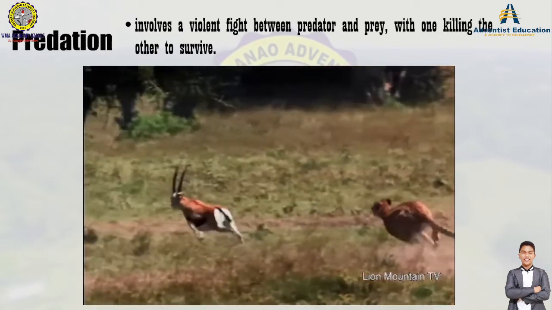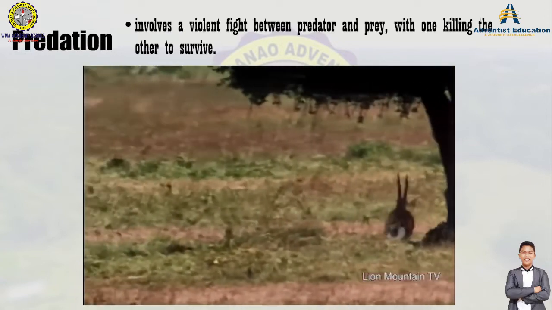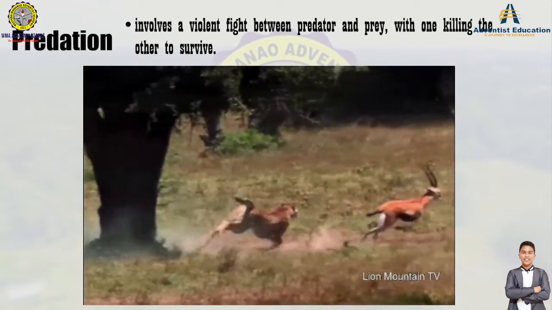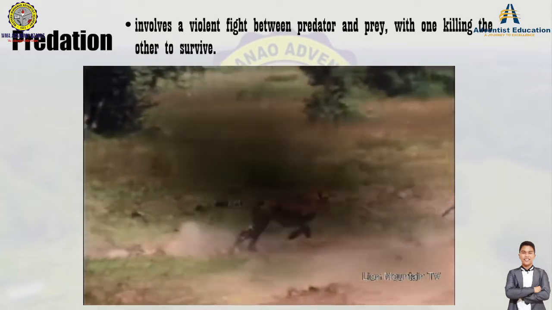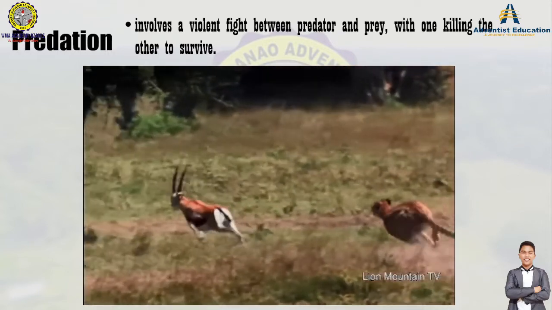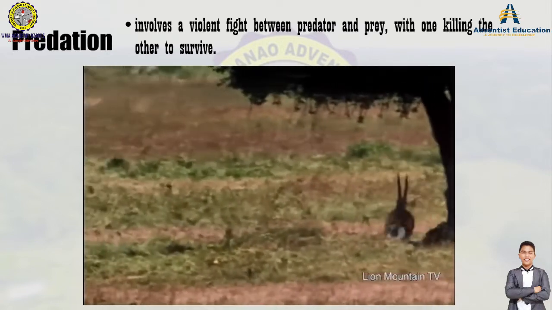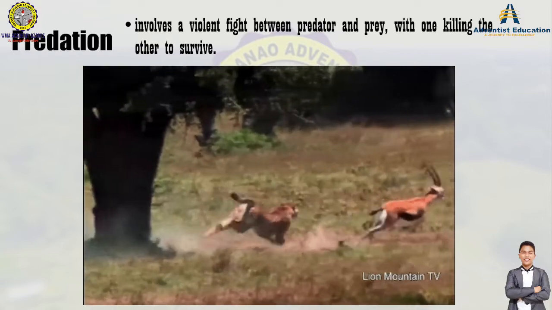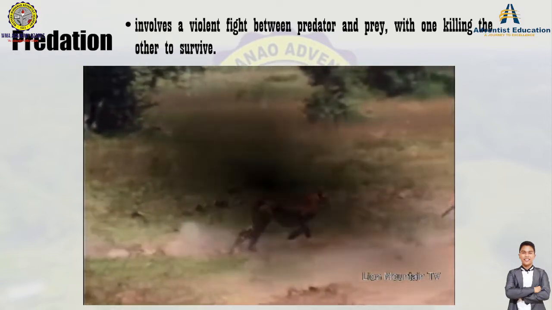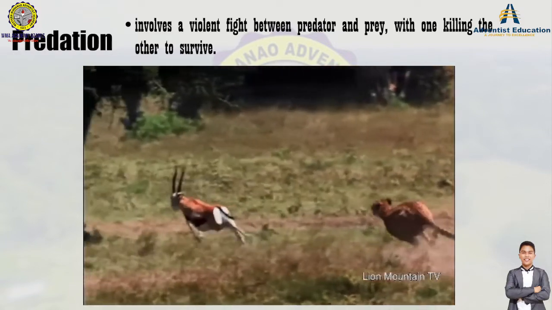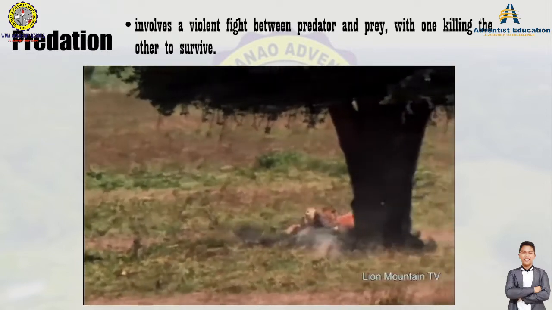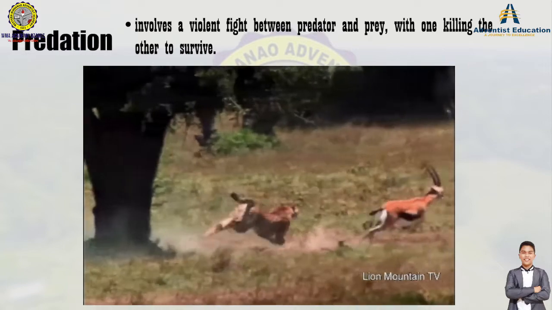Another one we have is predation. You can see in the video that the cheetah is chasing an antelope, because the cheetah is the predator and the antelope is the prey. It involves a violent fight. You can see in the video that they are chasing each other, so it involves a violent fight between a predator and a prey, with one killing the other to survive. That is an example of predation.